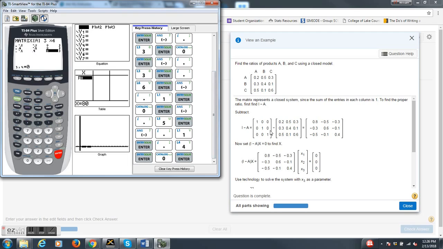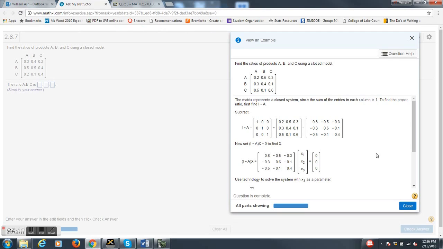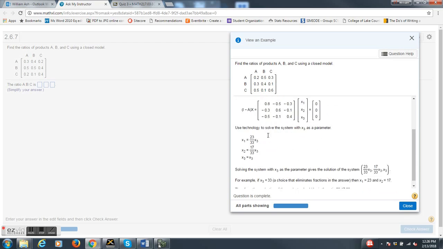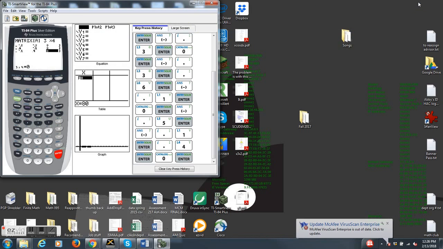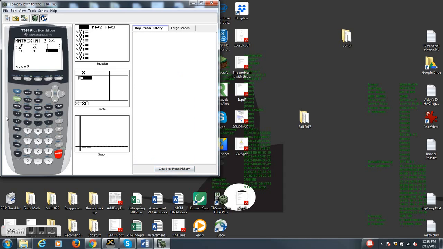Now, this thing right here is the part I can help you with. It says, use technology to solve this system with x3 as a parameter. So that's the thing I was telling you about. You're going to get a row of zeros along the bottom. It's going to be your infinitely many solutions. To explain the infinitely many solutions, we set the free variable being the last one, which in this case is x sub 3.